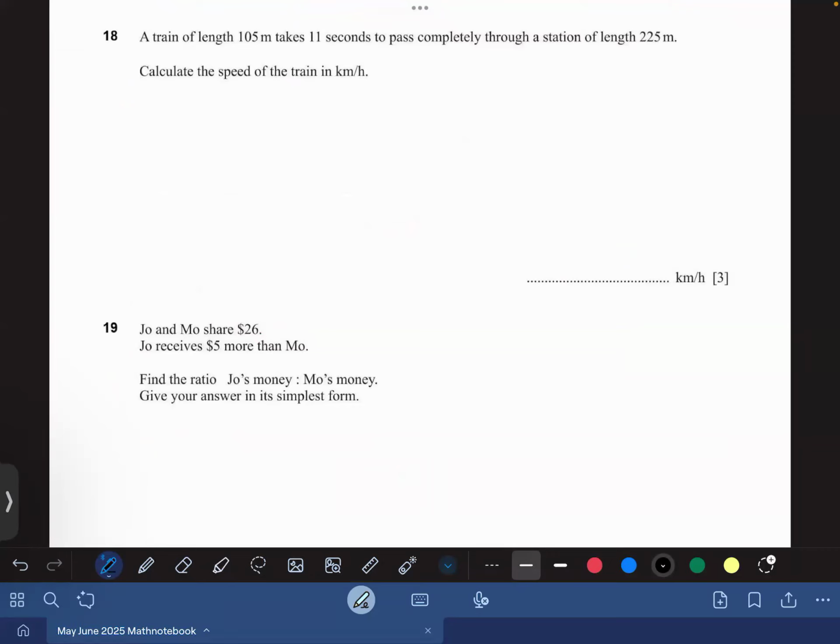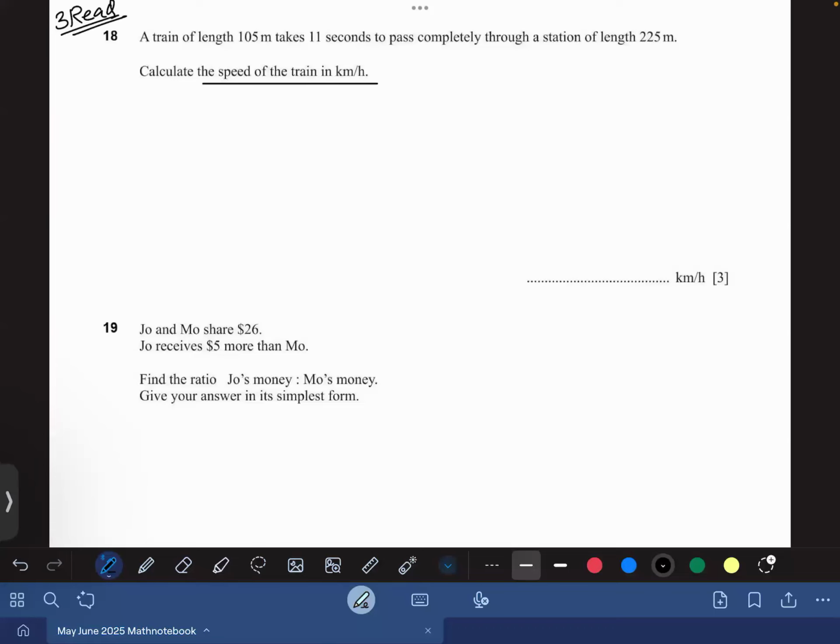A train of length 105 meter takes 11 seconds to pass completely through a station of the length 225 meters. Calculate the speed of the train in kilometer per hours. So, beta calculator is allowed in this question. First of all, सर a क्रॉस मल्टीप्लिकेशन हो सकती है इसमें? बेटा आराम से, पहले क्वेश्चन तो समझे आपने. You have to give 3 reads for a word problem. ओके, अच्छा अच्छा। 3 रीड देने हैं तो वर्ड प्रॉब्लम को.